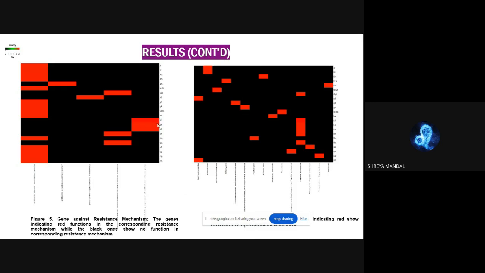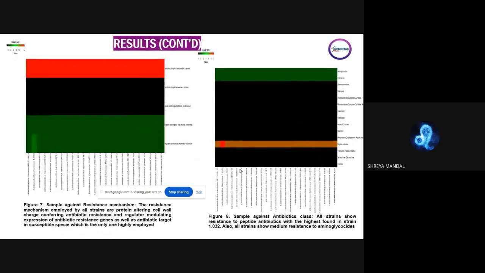Here we can see these are the genes, and these are the resistance mechanisms. The genes indicated in red function in the corresponding resistance mechanism, while the black ones have no function in the corresponding resistance mechanism. And this is also the gene against the antibiotics particularly. These are the genes on the x-axis, and on the y-axis these are the groups of antibiotics. Genes indicated in red show resistance to the corresponding antibiotic groups.